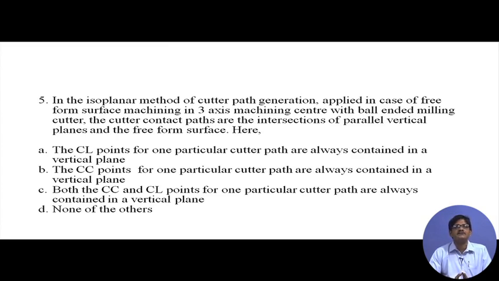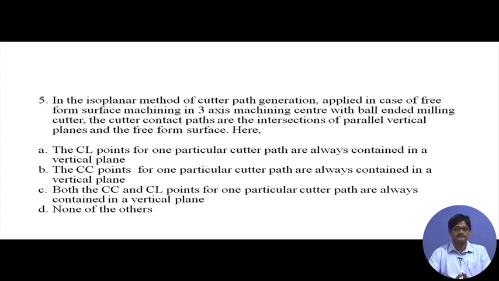In that case, it stated first, the CL points for one particular cutter path are always contained in the vertical plane. Not necessarily. They will be at the tips of the normal vectors at those very cutter contact points, and the cutter contact points are lying on a vertical plane, because they are found out by the intersection of vertical planes and the free-form surface. But these normals might well deviate from the vertical plane. So, this is not necessarily correct.